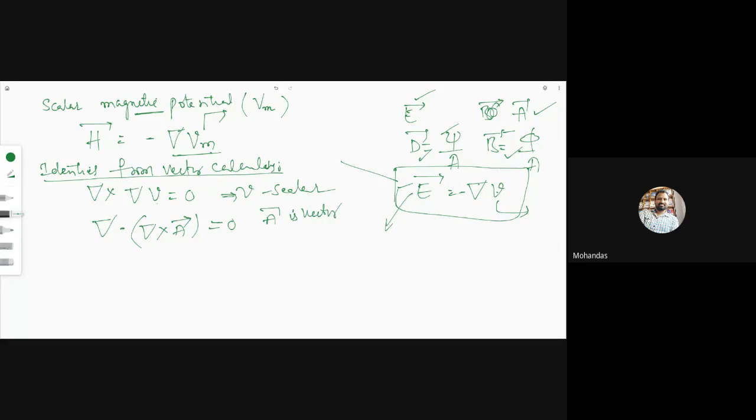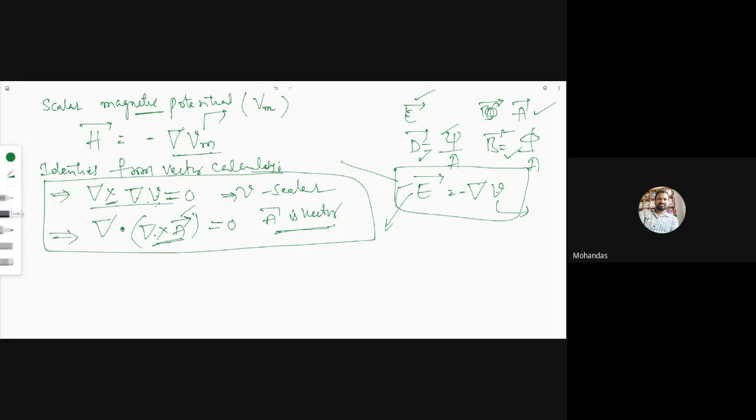That means, suppose you take any scalar and apply a gradient to that scalar, del V means gradient. After taking the gradient, if you take a curl, then that value becomes 0. You might have proved these things in vector calculus also. And if you take any vector A and apply a curl, and after applying the curl you apply a divergence, that value becomes 0. These are the standard identities from vector calculus.